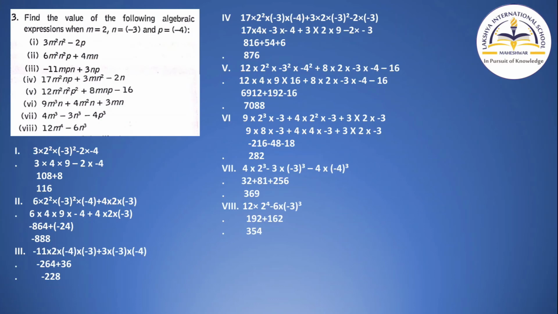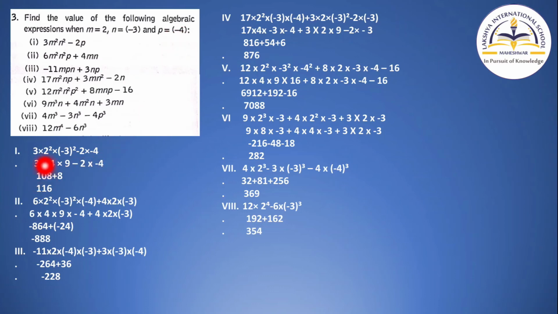Now question number 3, find the value of the following algebraic expression when m equals 2, n equals minus 3, p equals minus 4. So here one expression is given. You just have to put the values which are given in the question. So 3 into 2 square because m equals 2, and minus 3 square, minus 2 into p. In the place of p you have to write minus 4. Minus 4 is given here.